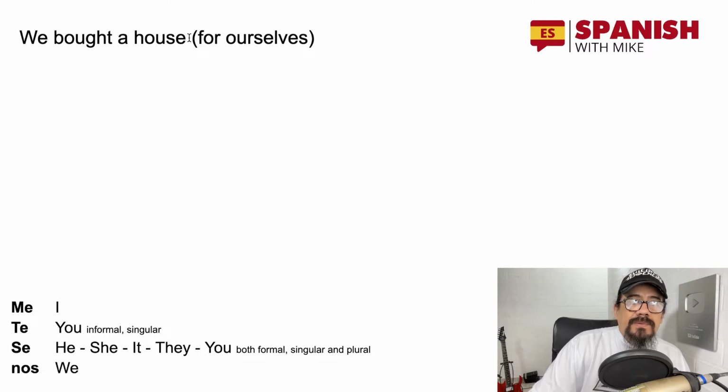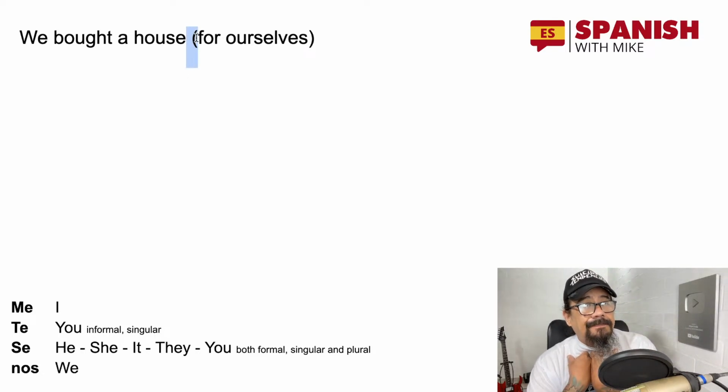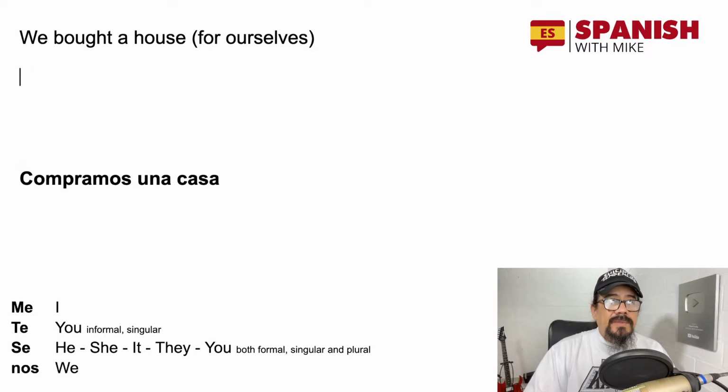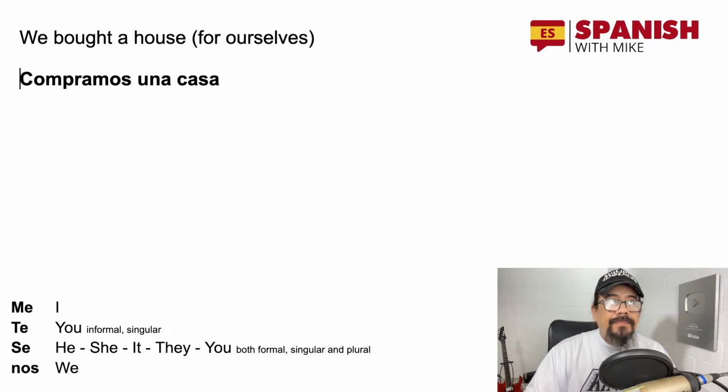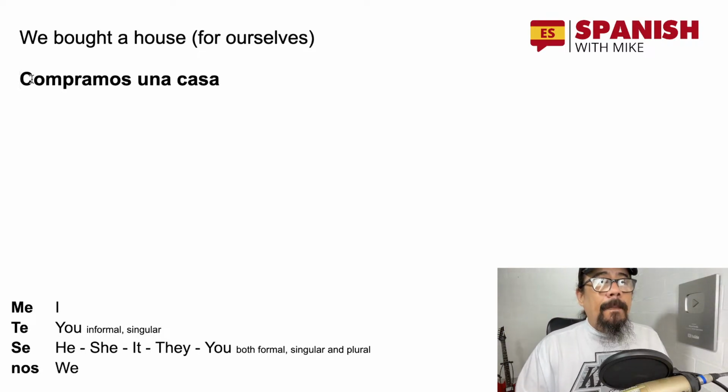Now let's check this one. We bought a house. Once again, let's say we bought a house for our own benefit. We don't need to say this in English, right? But let's say that we just bought a house and we want to say that in Spanish. So in Spanish we say compramos una casa. Once again, the subject is not really needed. Nosotros compramos una casa. Perfect. It's okay. We most likely say compramos una casa because of the verb conjugation. You already know that. Compramos una casa.